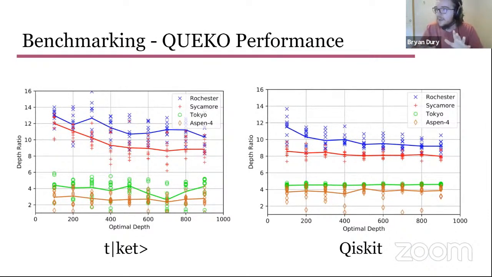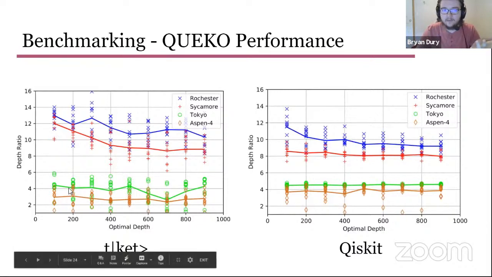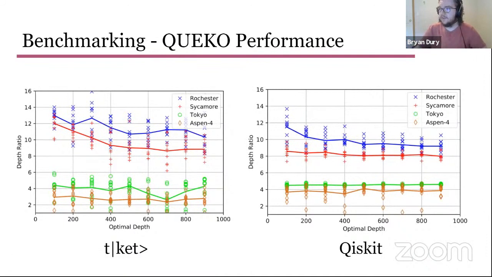So what we've done is we've taken the lowest swap QUBO allocation, again after annealing, for the QUACO benchmark circuits. And we're looking at, after feeding the QUBO allocations into TCAT and Qiskit for these different hardware graphs, how are the QUBO allocations doing at getting to depth optimal?